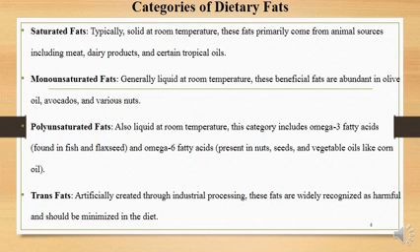So they are also liquid at room temperature and can be found in fish and flaxseed and nuts, seeds, vegetable oils like corn oil. We have the trans fat, artificially created through industrial processing. These fats are widely recognized as harmful and should be minimized in the diet.